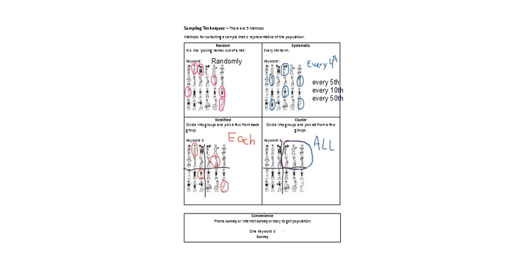All right, enough of that, but let's keep these keywords in mind. Random is randomly. Systematic will have a number. Stratified is each. Cluster is all. Convenience is survey. All right, let's do some examples.